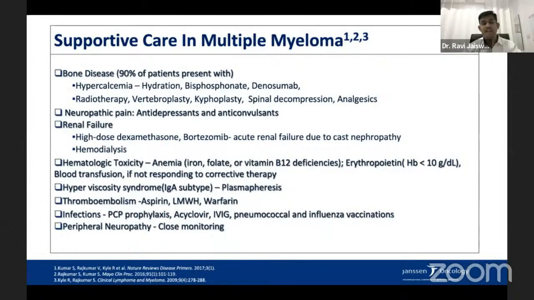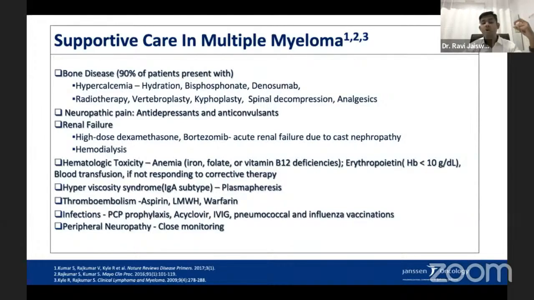The role of supportive care in multiple myeloma is very important and has to be remembered, because this is what gives you a better PFS, better quality of life. These patients require a bisphosphonate to manage their hypercalcemia. Whenever required, there is radiotherapy, vertebroplasty to help the bone disease. A lot of these drugs cause neuropathic pain wherein you need to use a lot of antidepressants and anticonvulsants. In renal failure, we need to be very, very careful to use our drugs. Patients may require dialysis at a particular time if they are into renal failure.